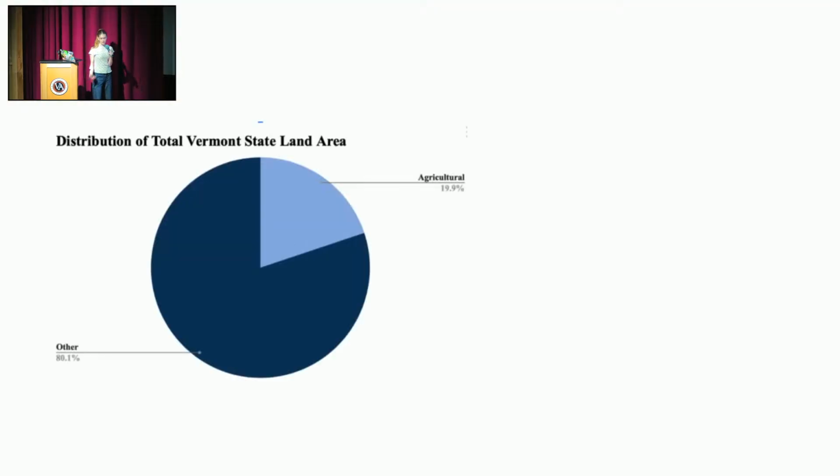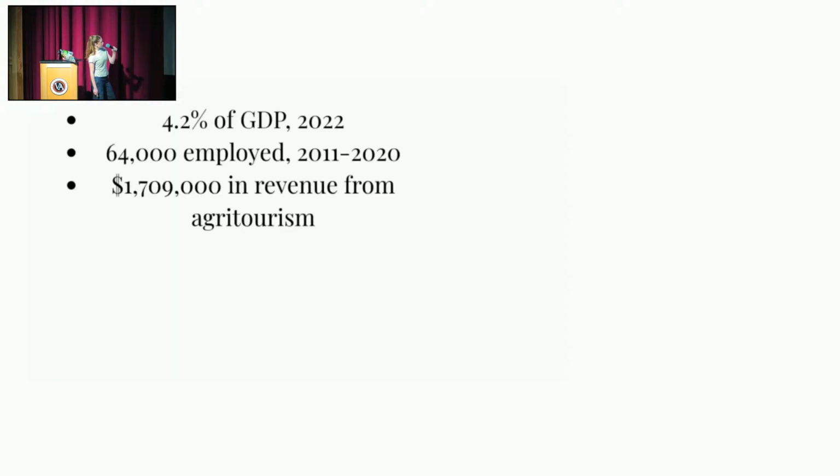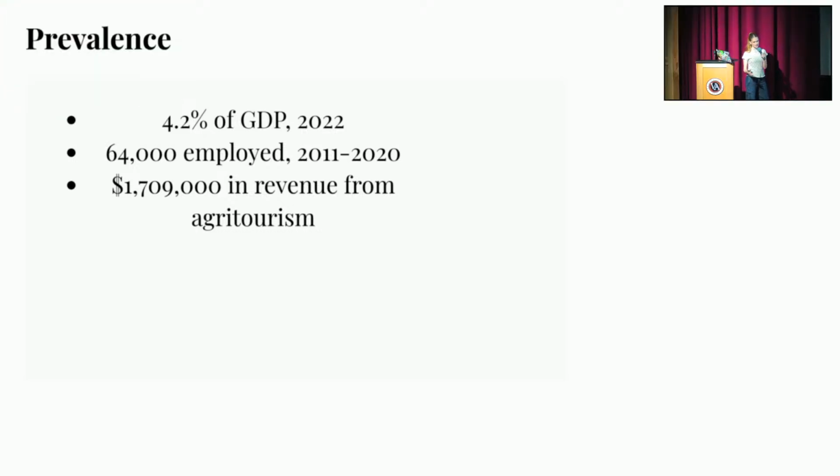Though agriculture is immensely prevalent in my life and my family's life, it's also immensely prevalent throughout the state of Vermont. In regard to land use, approximately 20% of the land is utilized for agricultural production. This is a little over 1 million acres of land. From a financial perspective as well, it holds great significance. As of 2022, approximately 4.2% of the state's GDP was derived from agricultural businesses and food sectors. Additionally, 64,000 Vermonters were employed in the years 2011 to 2020 by food-related businesses. Agritourism, which is any tourist activity derived from agriculture, so strawberry picking, apple orchards, accounted for over $1 million of revenue.